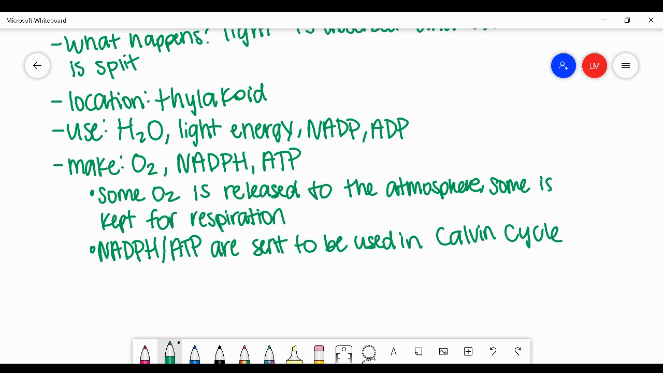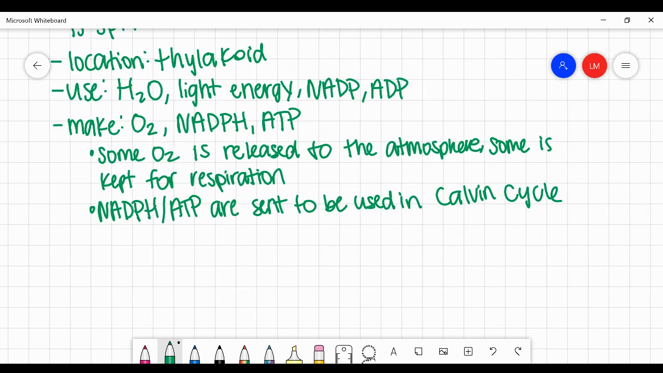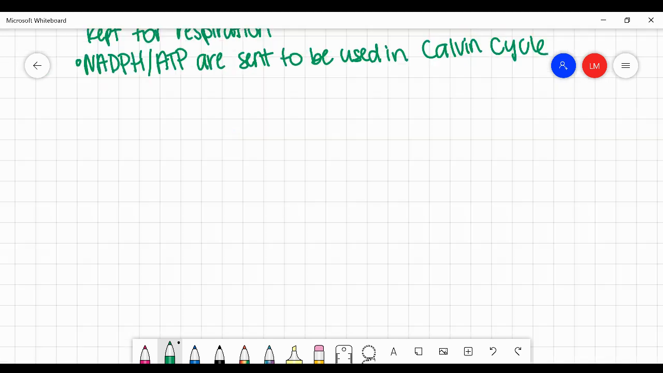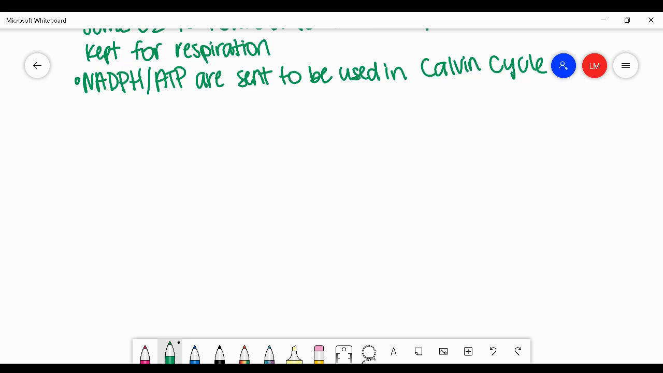So all we're doing is shifting these atoms around, and to do that, NADPH will carry the hydrogen electron to where it needs to be so that it can be used to make glucose here in a second. So that is all for the light reaction. After this, we have the Calvin cycle.